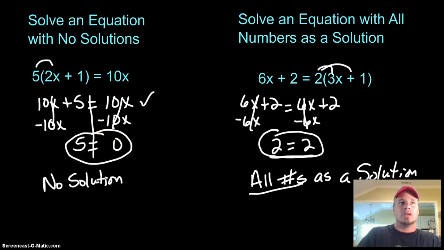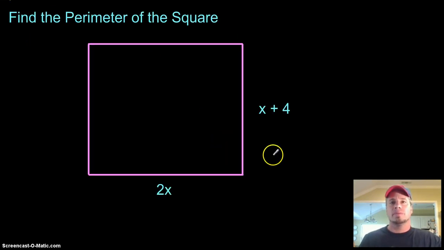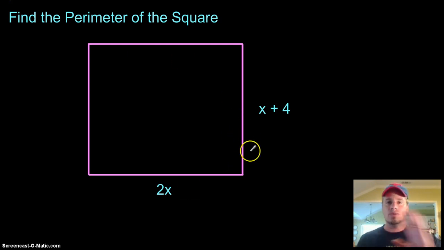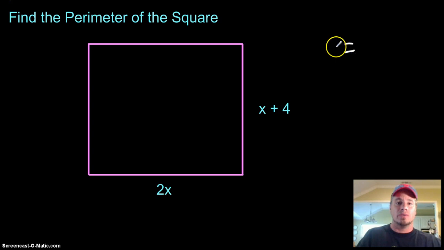Okay, let's look at one more thing, or two more things. Find the perimeter of a square. Well, one thing we know about a square is that all the sides are equal, okay? So if we have this side and this side, those two sides we know are equal. We don't know what x is. And to find x, you have to have an equation. I have to have something over here, something equals something, to figure out what x is.